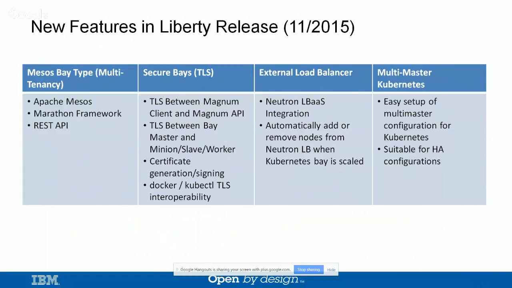The third column there is the external load balancer. This is where we add load balancing to a Kubernetes service, and this is the way that you would expose a service in Kubernetes to the outside world. What will happen is that we will add a Neutron load balancer in front of it, along with a floating IP, and the load balancer will be automatically updated when you have a change in the pod and the service in Kubernetes.